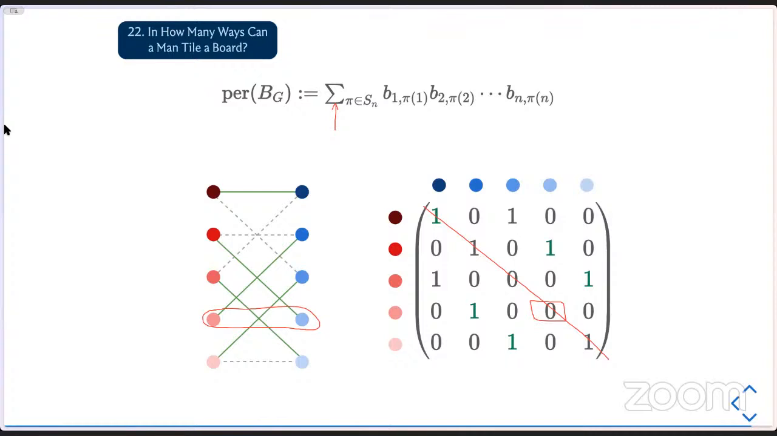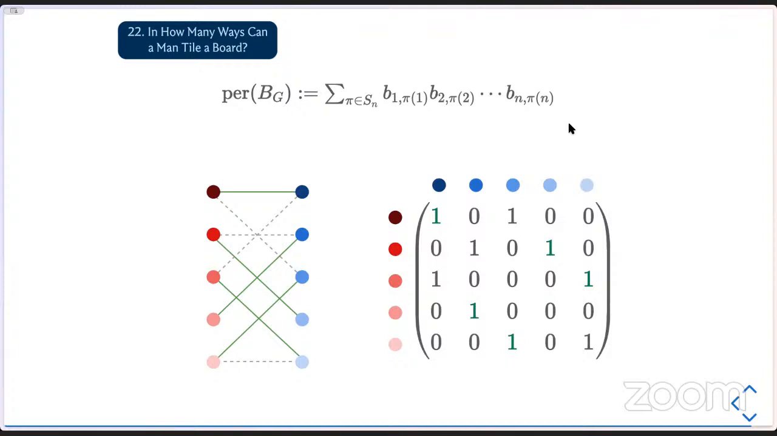So my claim is that any permutation that does not correspond to a matching is not going to contribute anything to the sum, because there's going to be a zero entry in that product. So those terms are basically going to vanish from the sum. On the other hand, if you are a permutation which does represent a matching, then each of these n terms in this product is going to be one, because you have all of those n edges, they're all one. So every matching contributes one to the sum.